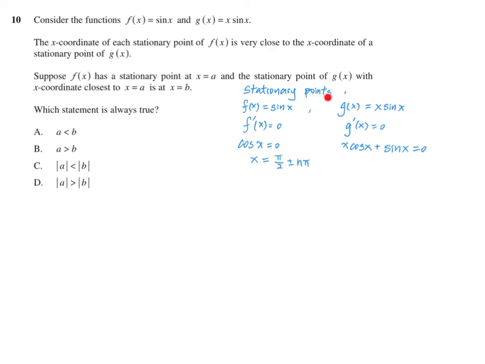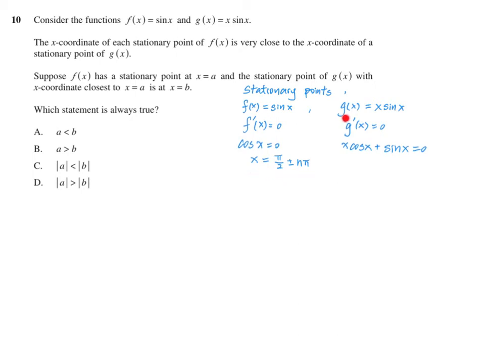To find the stationary points of a function, we have first of all to locate the points at which the first derivative of that function equals 0. So the first derivative of f(x), which is d sin x over dx, equals cosine x, and we want the first derivative to equal 0. Cosine x equals 0 at x equals pi over 2 plus or minus n pi.